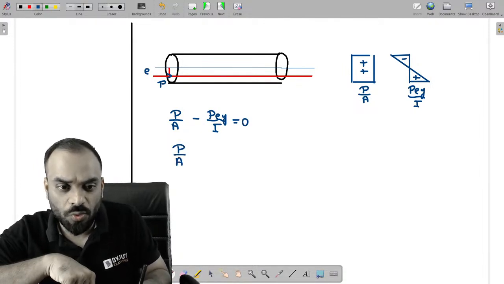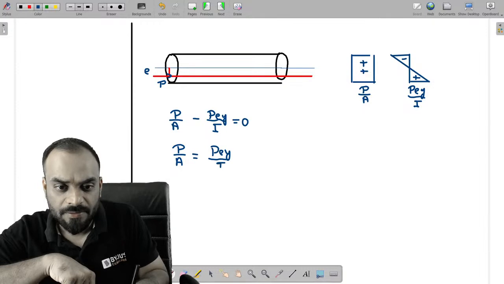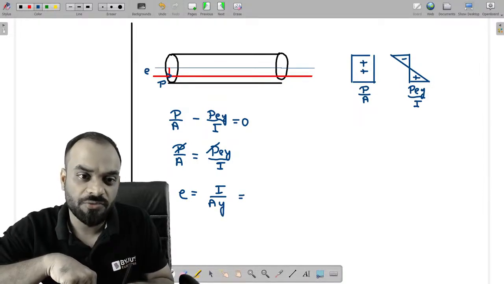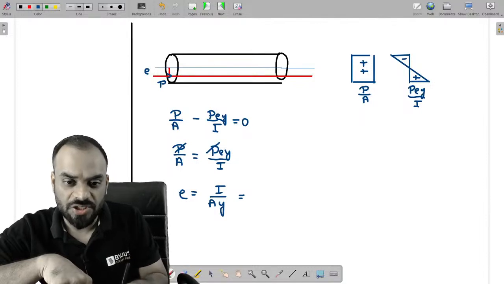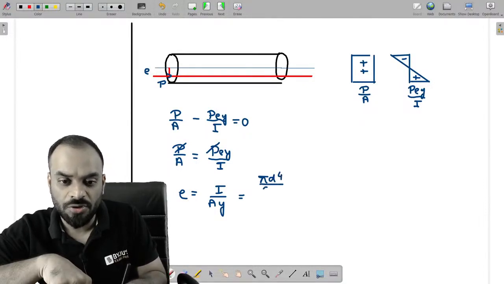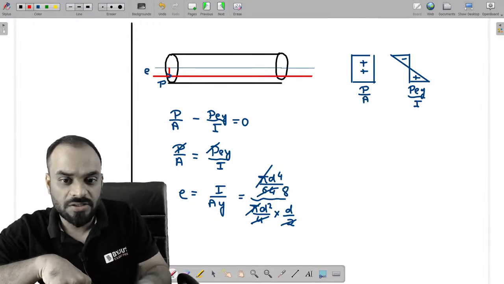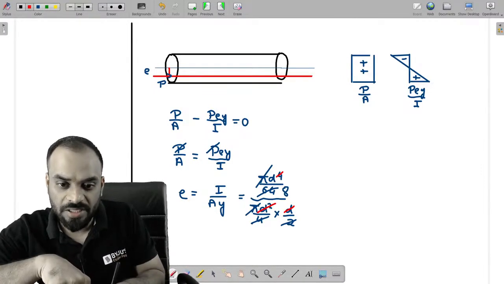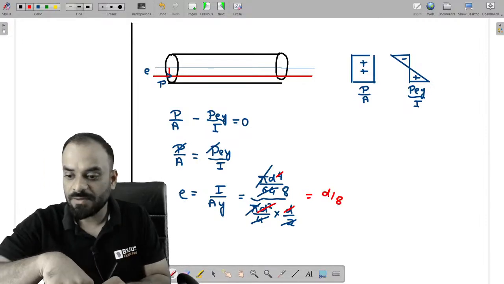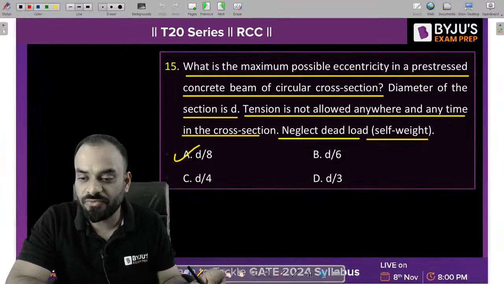So if you solve it, what will we be getting over here, guys, let's understand. You need to cancel P with P. So the value of E is equal to how much? It is I by AY. So what is the value of moment of inertia for a circular cross section? It is pi d raised to power 4 divided by 64. What is the area? Pi d square by 4. And what is the value of y? It should be d by 2. Now let's cancel pi with pi. Let's cancel these two values also and it will become 8. And if you cancel d square, it will become d by 8. Right? So that's why, guys, A is the correct answer for the problem.